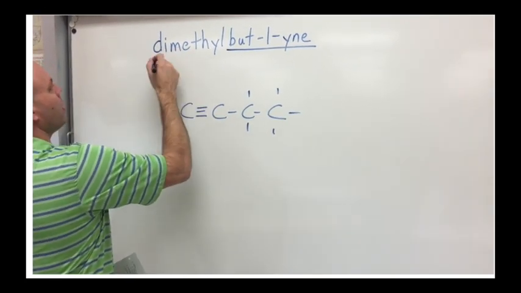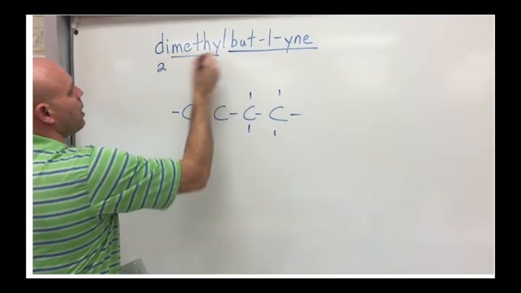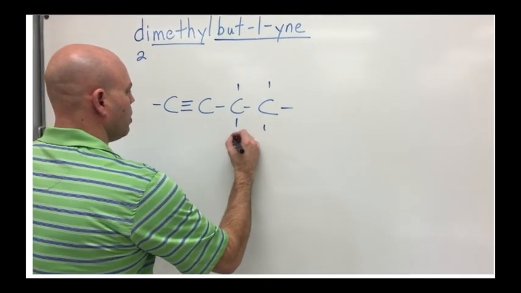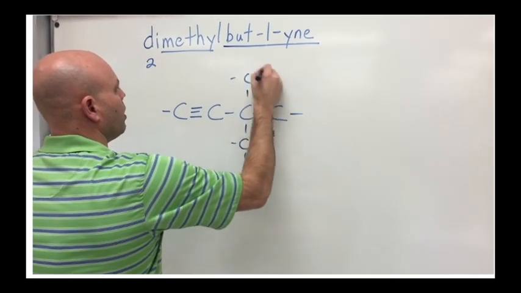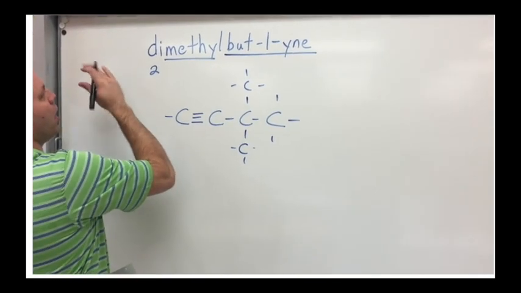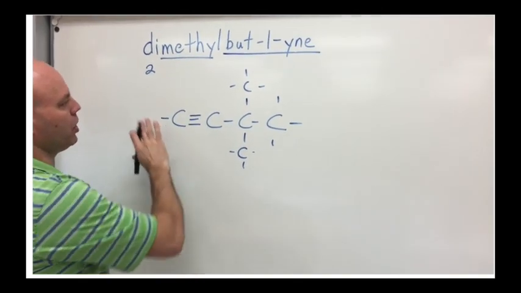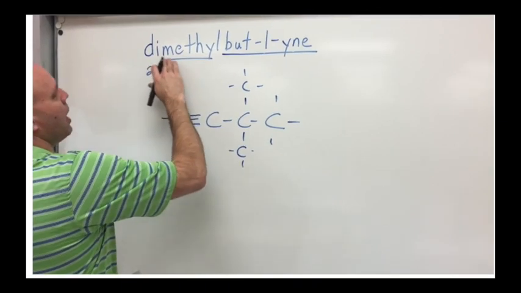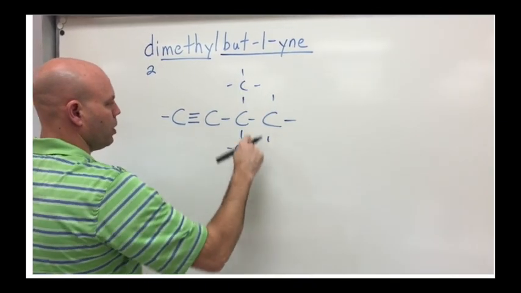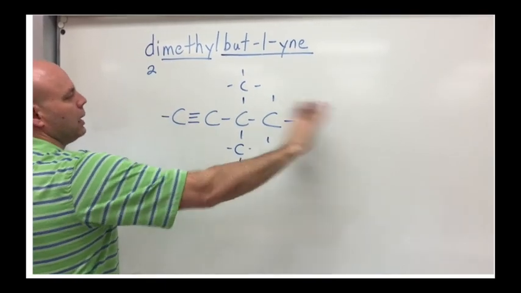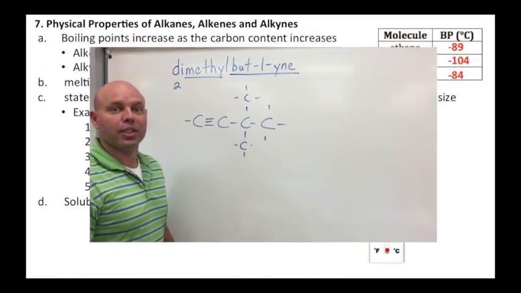And now I've got dimethyl. I've got 2 methyls. The only place they could possibly go is right there. I don't need the numbers 3,3-dimethyl, because that's the only place they can go. So the name is dimethylbutyne. There's my two methyls. There's my triple bond on carbon 1. That's it.